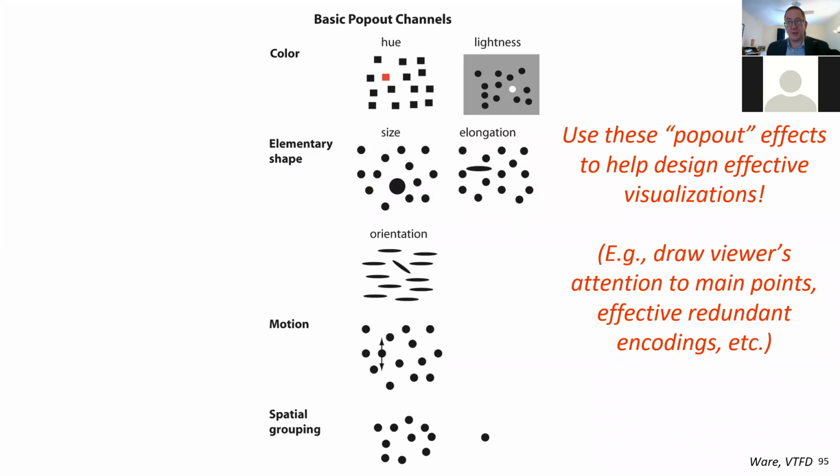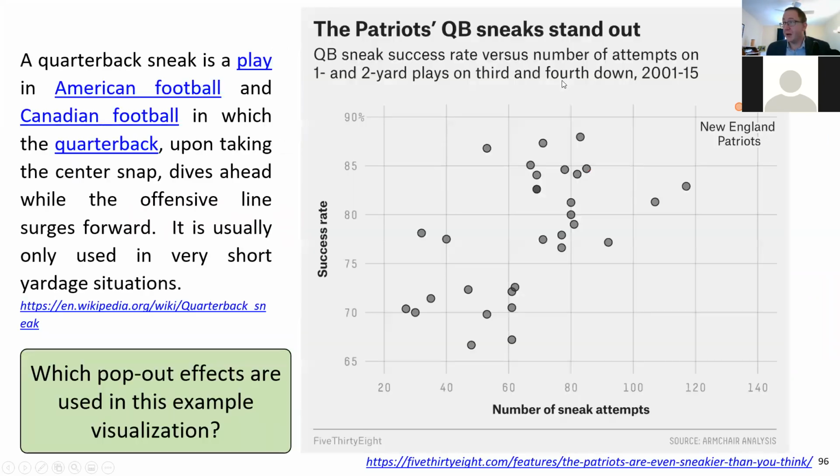Its motion might be really good. Spatial grouping might be really good. Orientation helps. Of a particular elementary shape that we're looking for, I have, or hue. I love hue and lightness myself, personally. You get things like this.